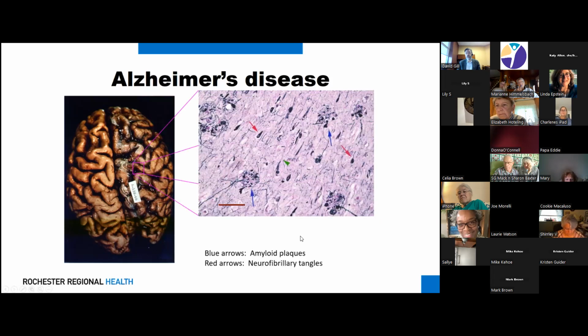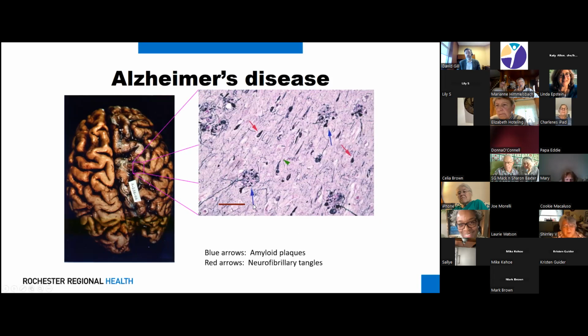So we see two things in particular. These blue arrows are these amyloid plaques. They're outside the brain cells. This is a brain cell, and they're humongous. So brain cells are actually pretty big cells in the body, but these amyloid plaques are huge, and they're big clumps of this amyloid protein. These brain cells are actually not meant to be black. They're meant to be pink.